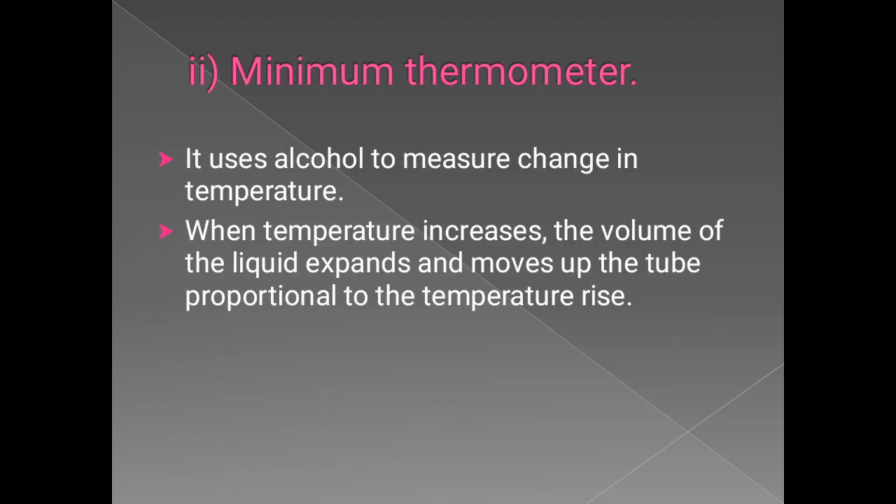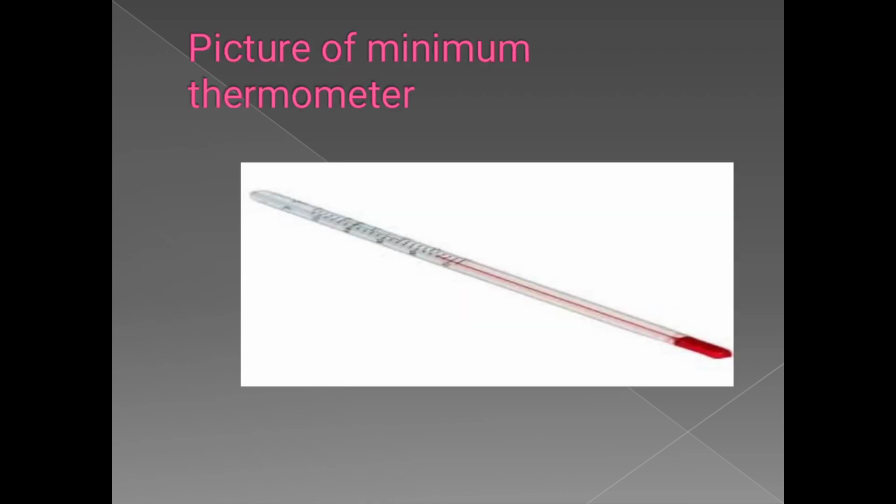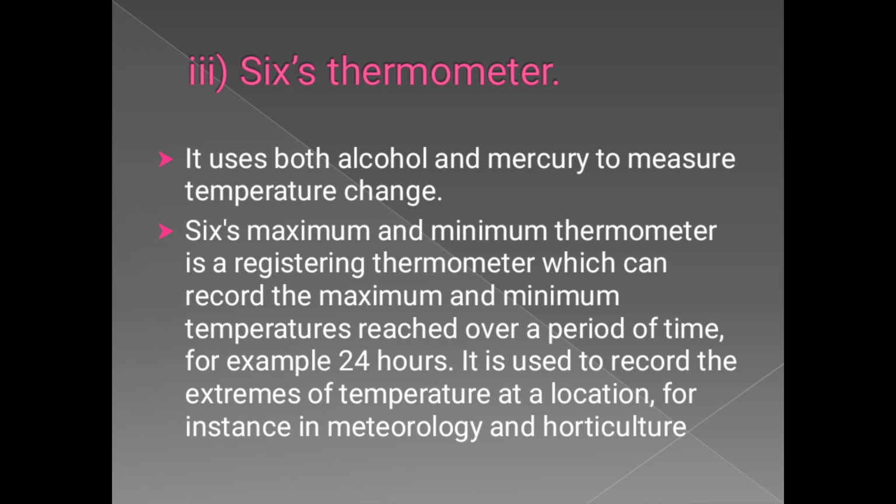About the minimum thermometer, it uses alcohol to measure change in temperature. When temperature increases, the volume of the liquid expands and moves up the tube, proportional to the temperature rise. Then we have an example of a minimum thermometer. The final type of thermometer is the Six's thermometer. It uses both alcohol and mercury to measure temperature change.